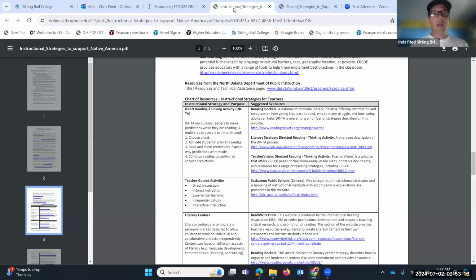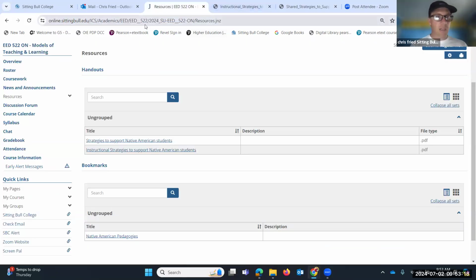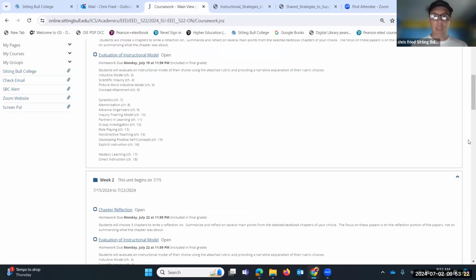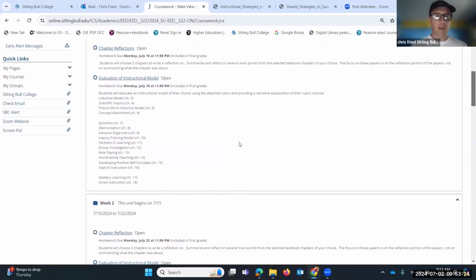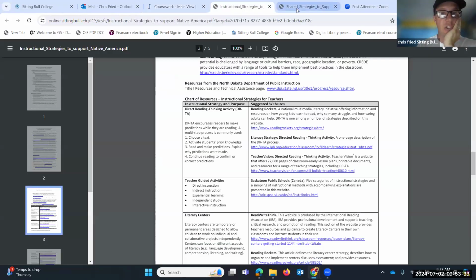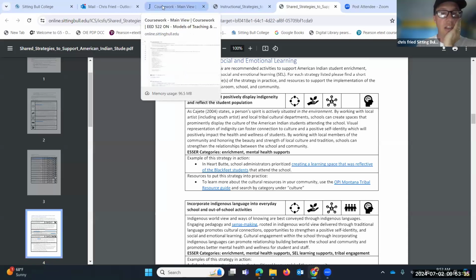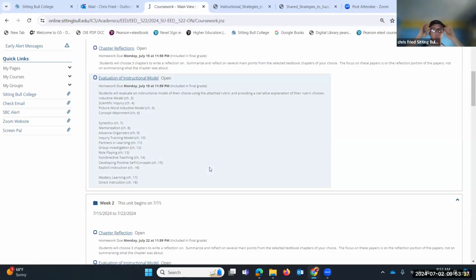Anyway, as we are talking about evaluating these instructional models and instructional strategies, as I said, you can pick any of these here, or any of these in the resources that I have listed. Or if you have others that you know about, that you have learned about, or want to learn more about, you can use those as well. So this is pretty wide open.